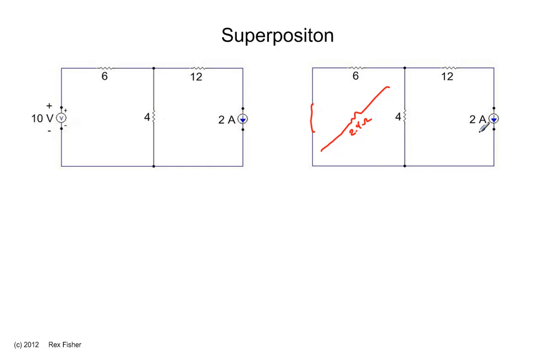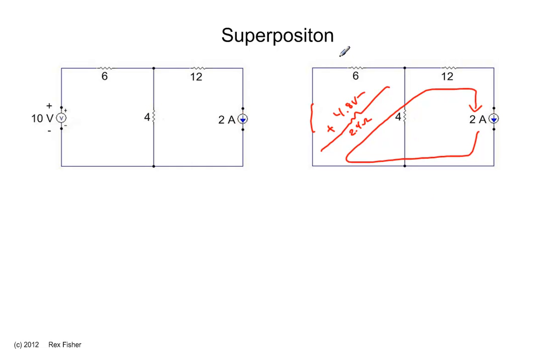Now the 2 amps that flows out of this current source flows through that equivalent resistance, through that 12 ohm resistor, and back to the current source. Since it flows from the bottom to the top, the voltage across that resistor is in this direction. And the voltage is going to be 2.4 ohms times 2 amps. So we have 4.8 volts.